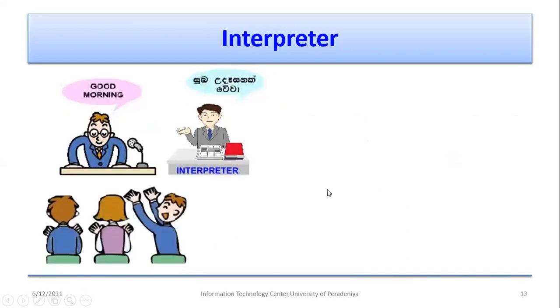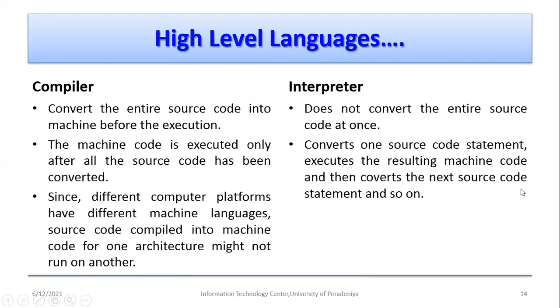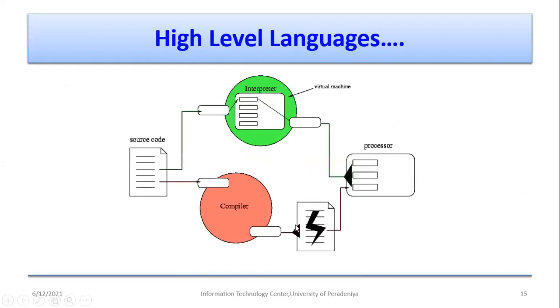But here, they take the first line of the source code and then convert. They take the second line of the source code and then convert. Likewise, the interpreter converts line by line, right? So I think this is very clear, right?